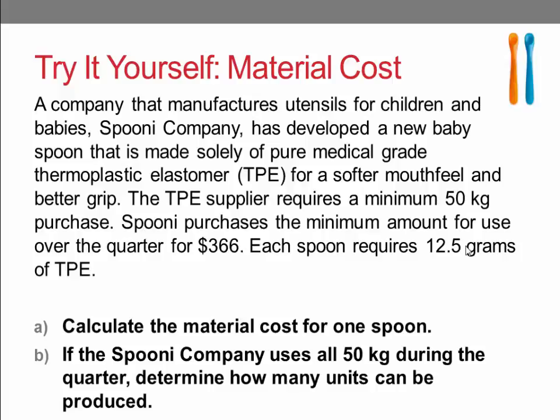Part A says calculate the material cost for 1 spoon. Self-explanatory. Part B says if the Spoonie Company uses all 50 kilograms during the quarter, determine how many units can be produced. Really the justification behind that is just, we have this amount of material, how many units can we produce with it? I'll go ahead and pause the video now, and good luck.